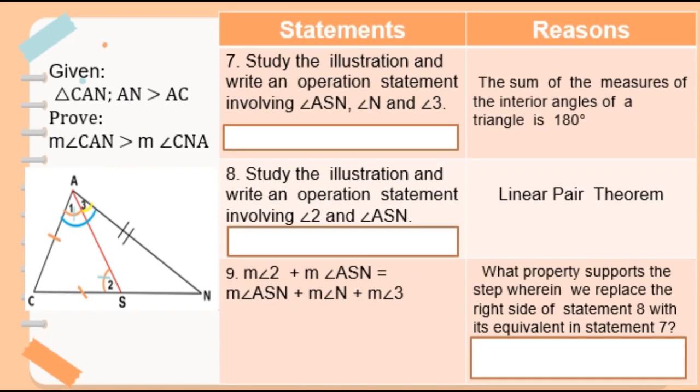For our seventh statement, study the illustration and write an operation statement involving angle ASN, angle N, and angle 3. These three interior angles. Alright, angle ASN plus angle N plus angle 3 is equal to 180 degrees. The reason is the sum of the measures of the interior angles of a triangle is 180 degrees.